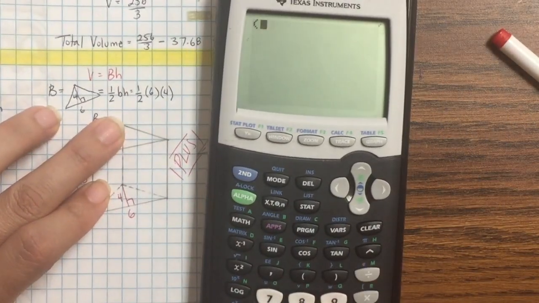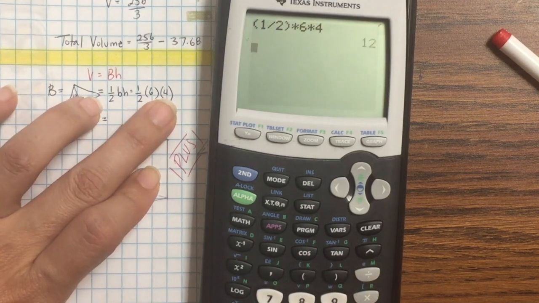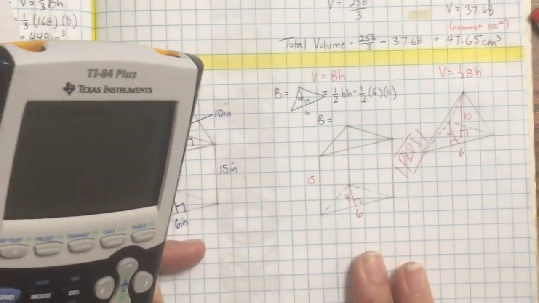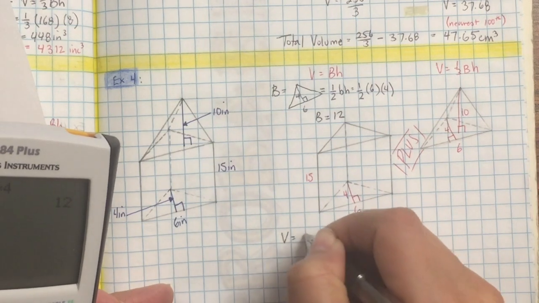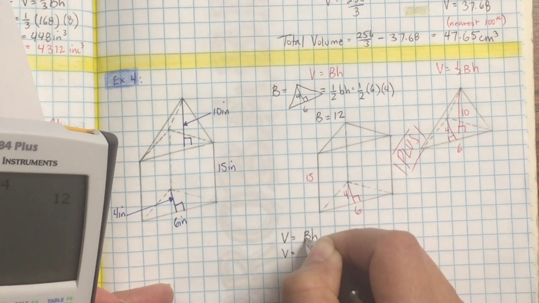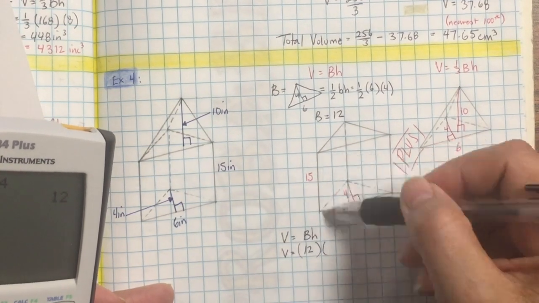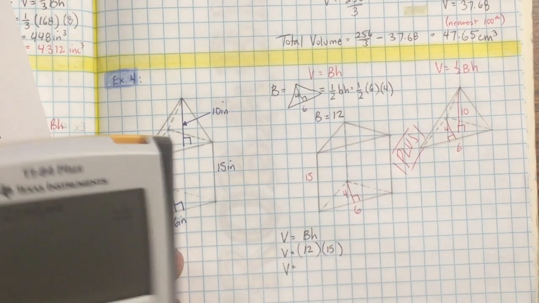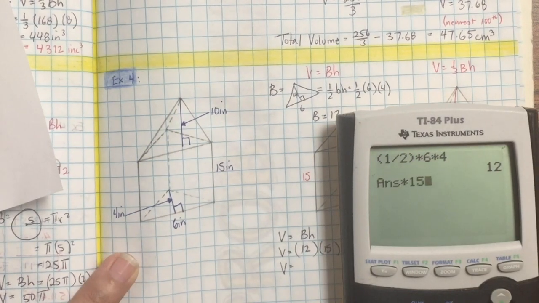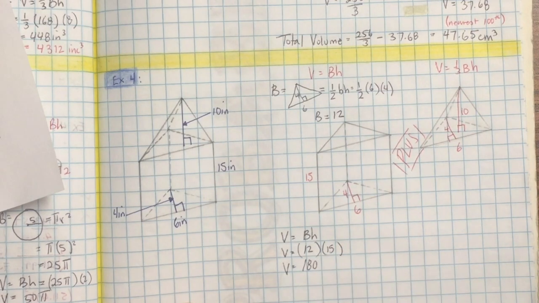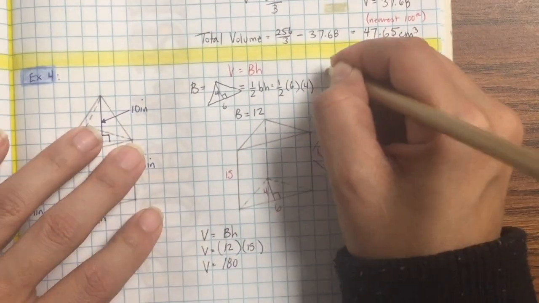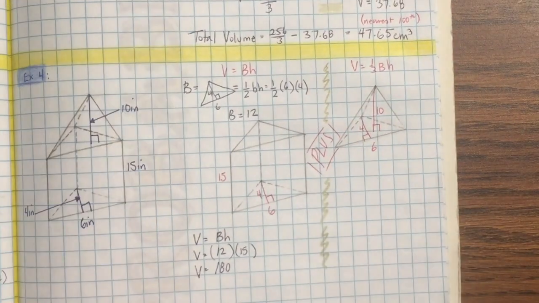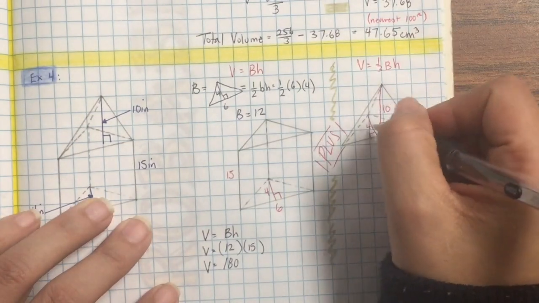This is a listening check. Put a circle around V equals capital B times H. So you get 12. So then the volume is the area of the base, which is 12, times the height of the prism, which is 15. So that's 180. And then we're going to add on the volume of this pyramid.